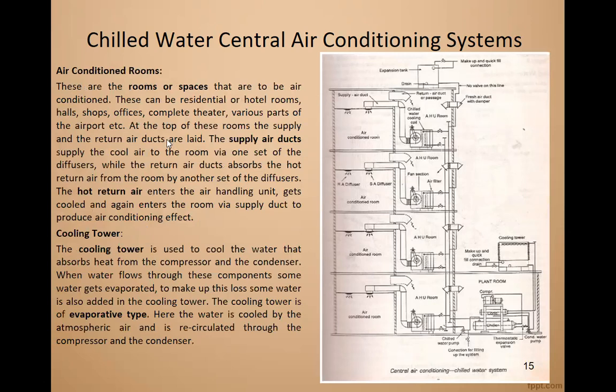Air conditioned rooms. These are the rooms or spaces that are to be air conditioned. This can be residential or hotel rooms, halls, shops, offices, complete theater, various parts of the airport, etc. At the top of this room, the supply and return air duct are laid. The supply air duct supplies the cool air to the room via one set of diffusers, while the return air duct absorbs the hot air from the room by another set of diffusers. Ito yung return air diffuser. The hot return air enters the air handling unit, gets cooled, and again enters the room via the supply duct to produce air conditioning effect.